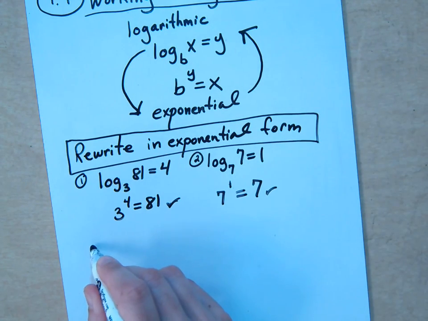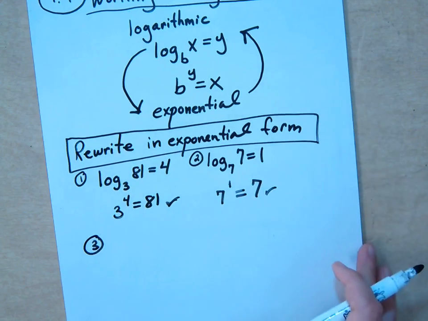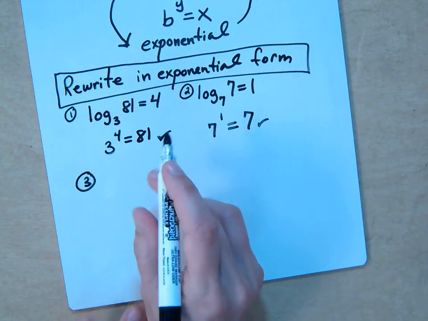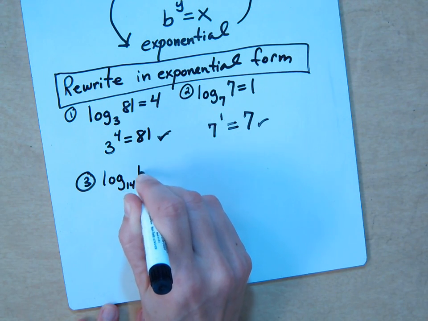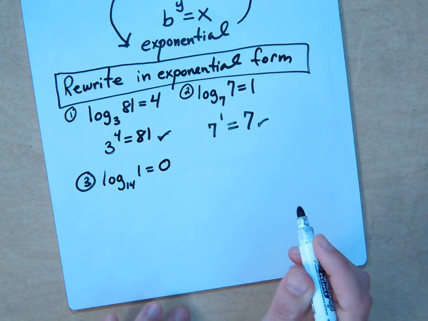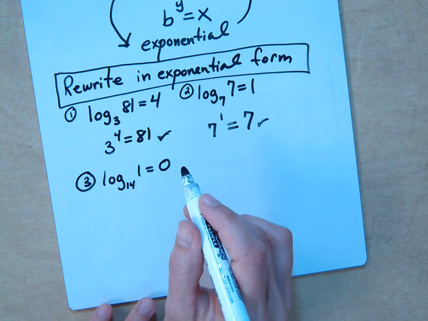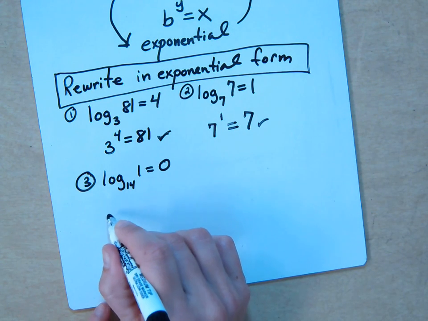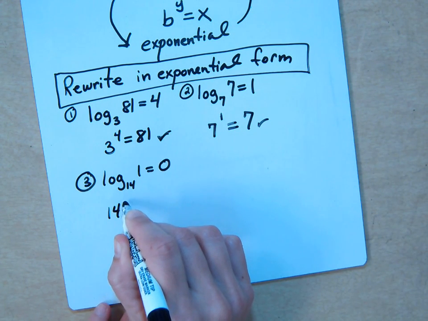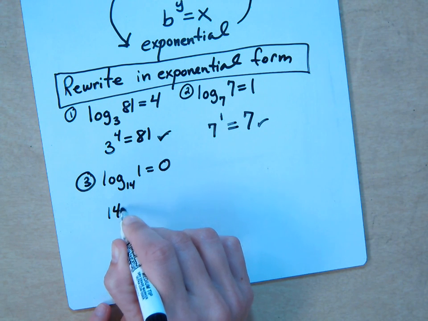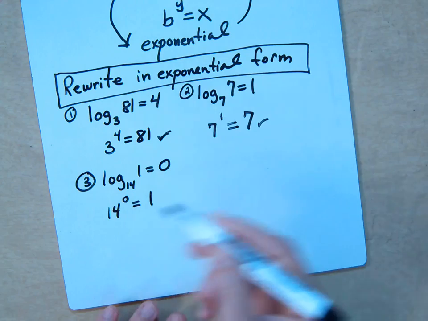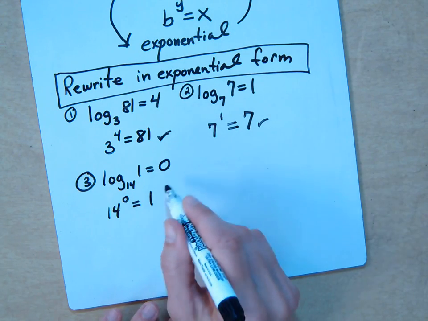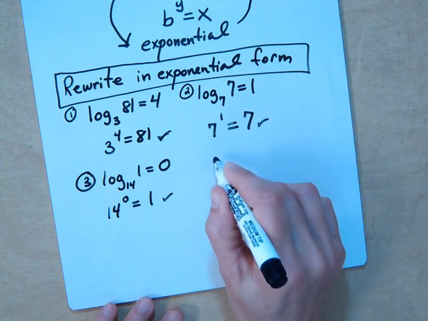A couple more examples. Let's say we have log base 14 of 1 equals 0. So what's that in exponential? Base to the 0 equals 1. And because we know 0 exponents, anything to the 0 power is 1, we know that works.